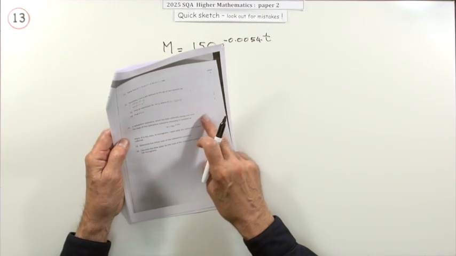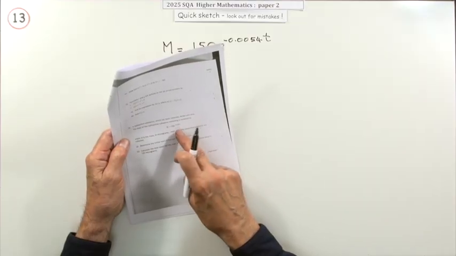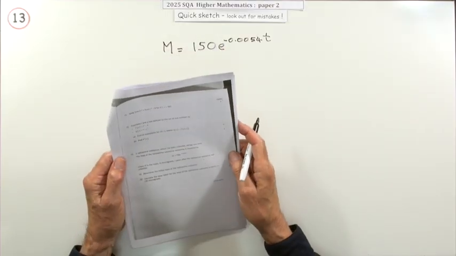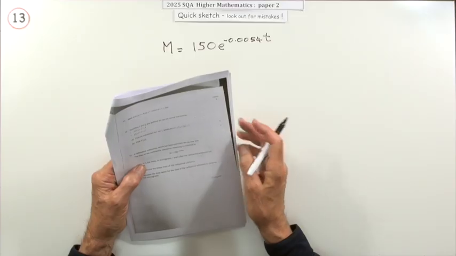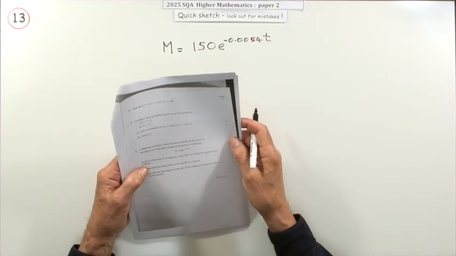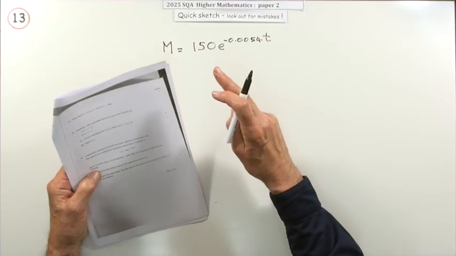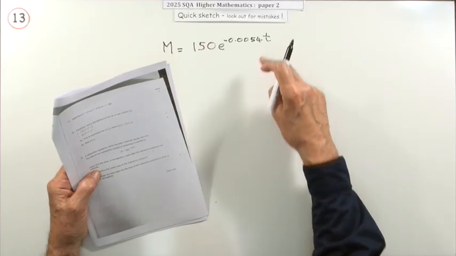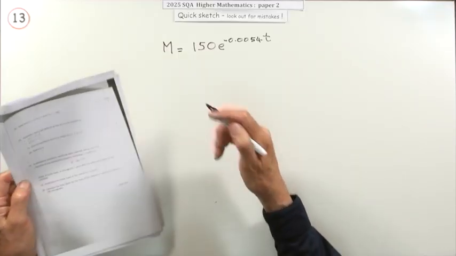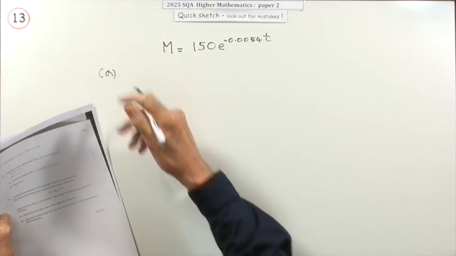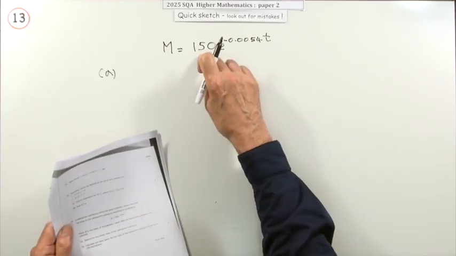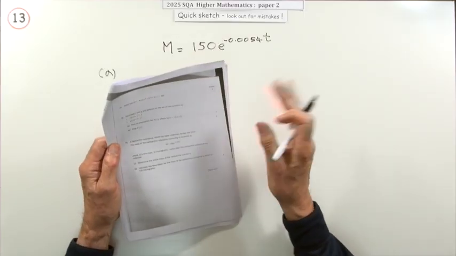So number 13 then, there it is, look. A decay equation, because of that little negative exponent there. Radioactive substance, decays over time. M's the mass in micrograms and T is the time in years. A, for just the 1 mark: determine the initial mass. Well, there it's there, 150. We'll need to work it out.